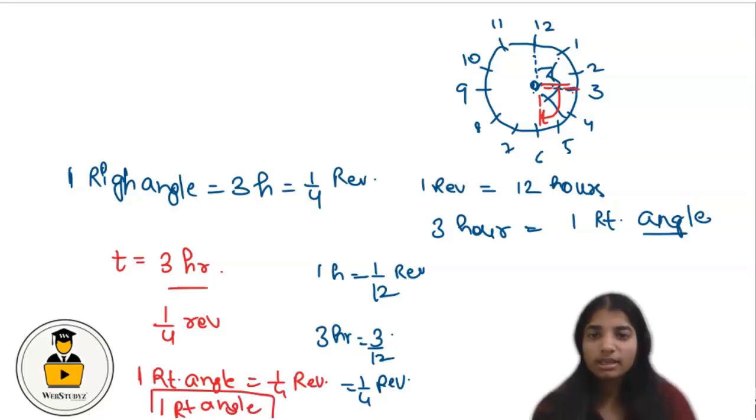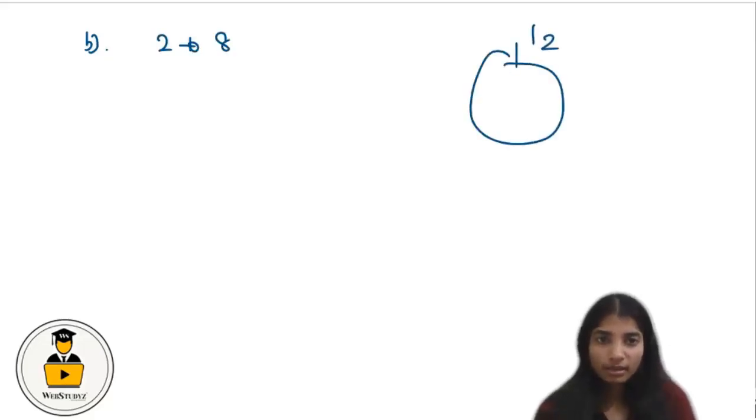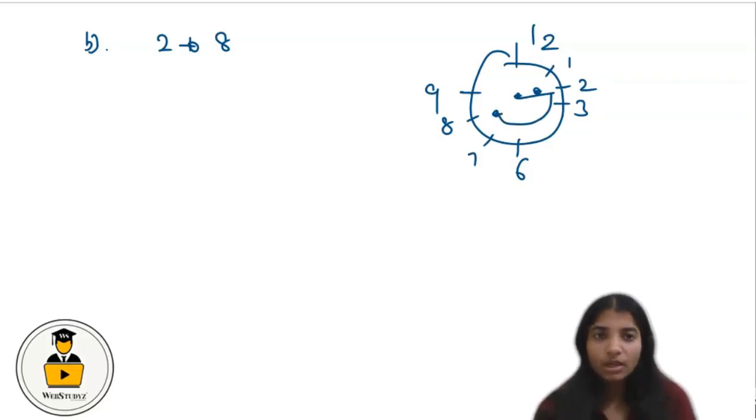Now let's move to the next part. In part B, the clock travels from 2 to 8. From 2 to 8, 12, 3, 6, 9. Here is 1, 2 and here is 7, 8. So the clock travels from 2 to 8. From 2 to 8, the time is 6 hours.